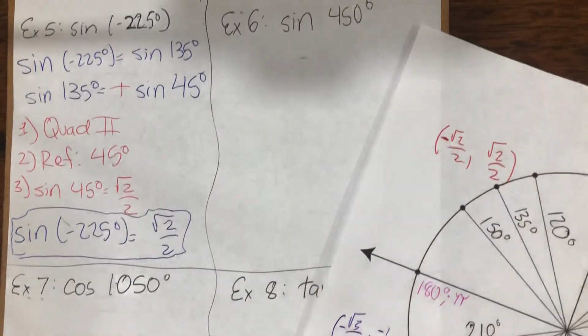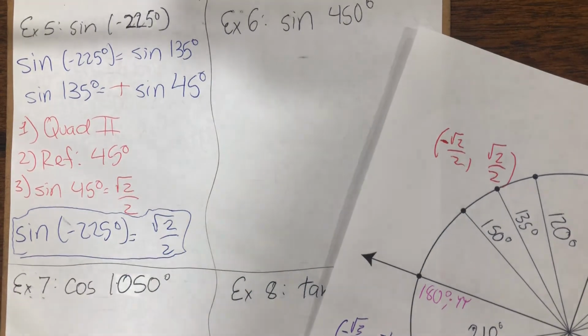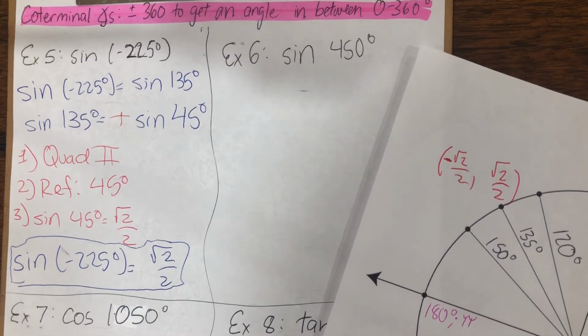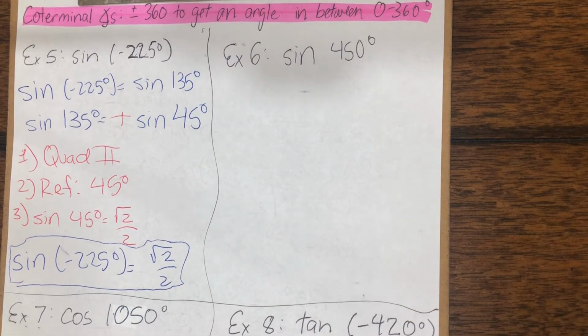Okay. So we're going to do the same exact steps for the rest of the examples. With example 6, we have sine of 450. Now we have a degree that's above 360 degrees, so we need to bring that back down into a degree that's in between 0 to 360.